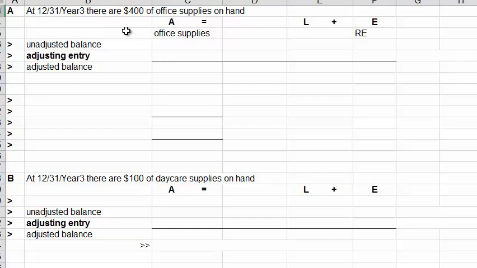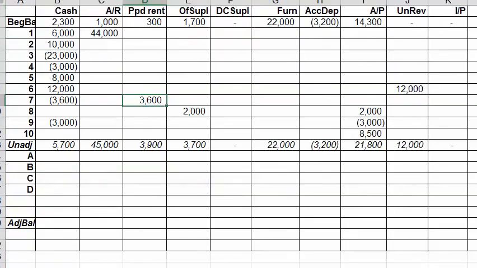The question we want to ask ourselves, of course, is, well, what's the balance in the general ledger account right now? If you go back and take a look at the work we've done so far, you'll see that the unadjusted balance in the office supplies account is $3,700. Not $400, but $3,700. How are we so wrong?